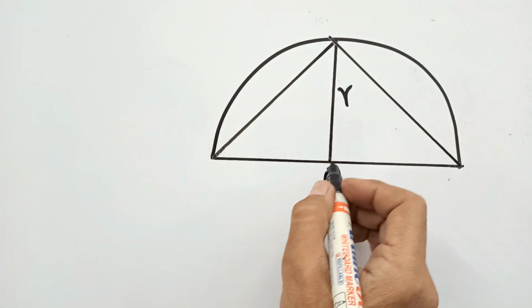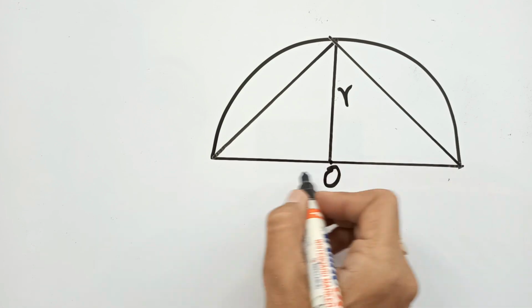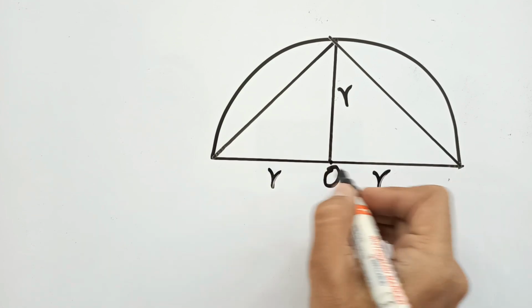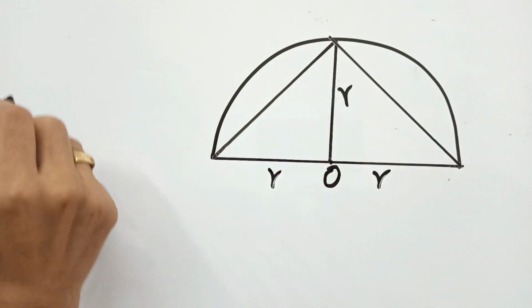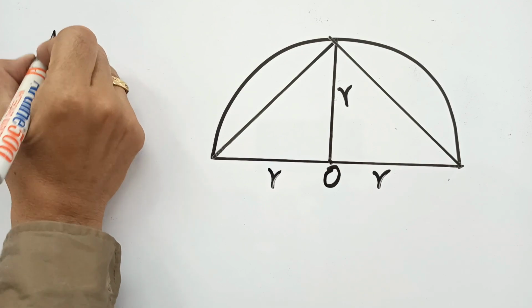See, it is very simple. This is the center, so this is the diameter, or we can say this is the radius. So area of triangle is half base into height.